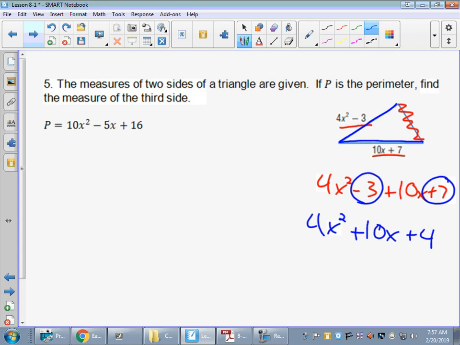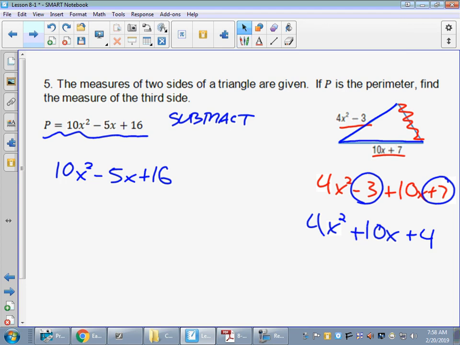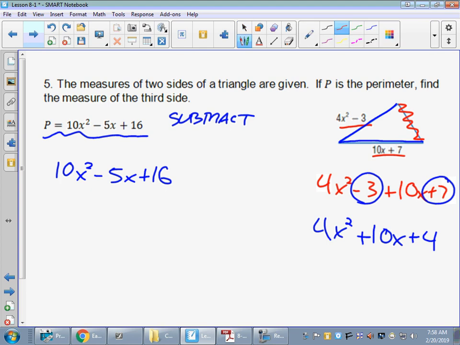But I need this third side in order to get the perimeter, which is given to me here. So if I have two of the sides and I want to find the third side, what could I do? Because I have the perimeter, I have all three added up, and I have two of the sides. How do I find that third side? Well, I would have to subtract. And what am I subtracting? I'm taking the whole perimeter, 10x squared minus 5x plus 16, and I'm going to subtract this whole piece over here, because those were the other two pieces. So I'm going to subtract 4x squared plus 10x plus 4, right?